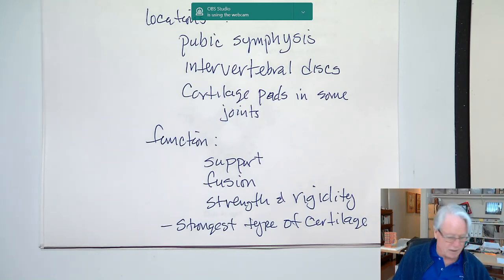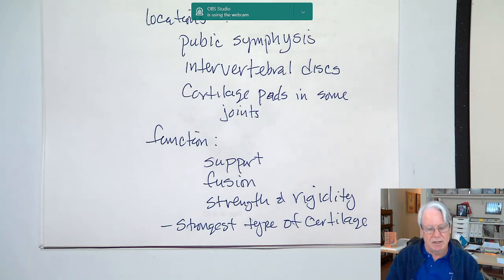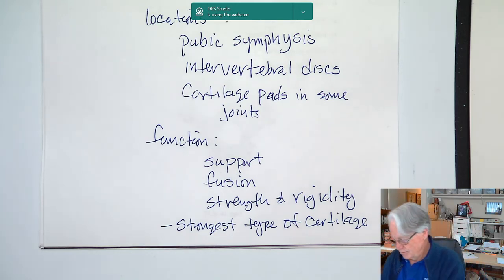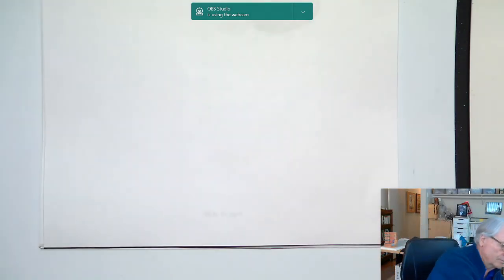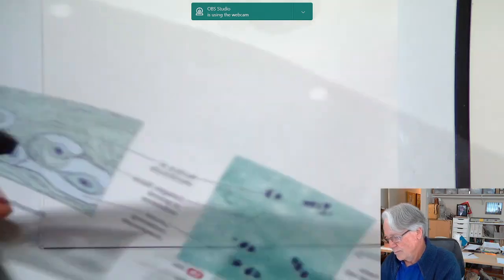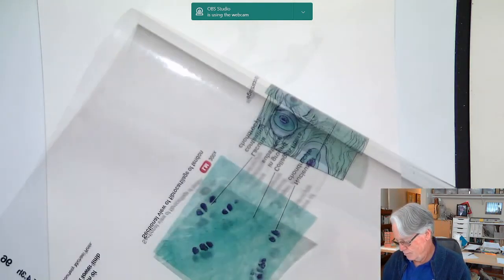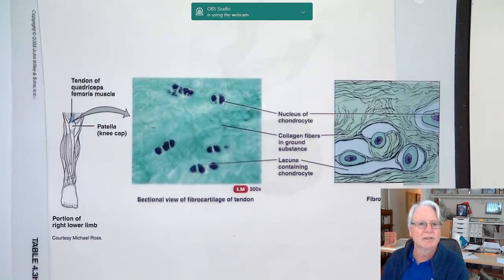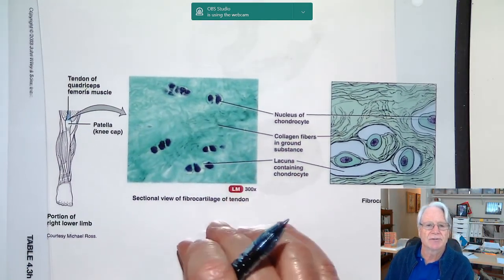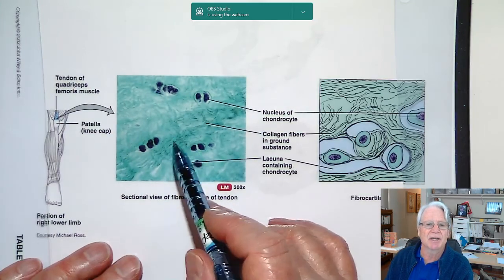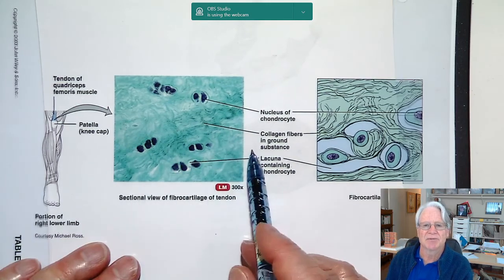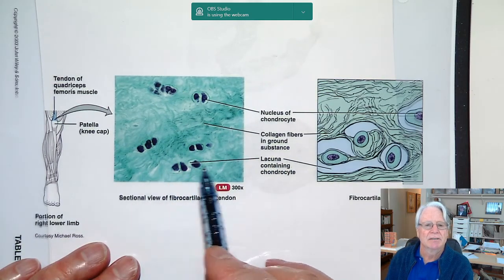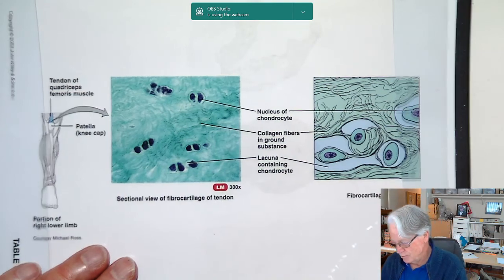So let's take a look at this. All right, so this is fibrocartilage, dense, and you can actually see the fibers. So, high density of collagen fibers. So, fibrocartilage.